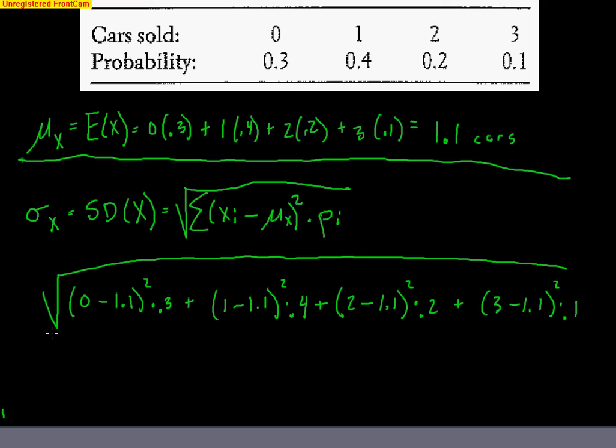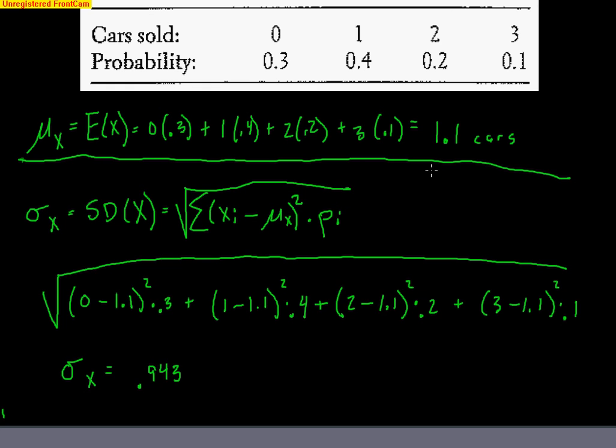And again, it would take a little bit more time to plug that into your calculator, but it's not that hard. You just got to suck it up and do it. And you do get a standard deviation of the random variable for this particular problem to be 0.943.